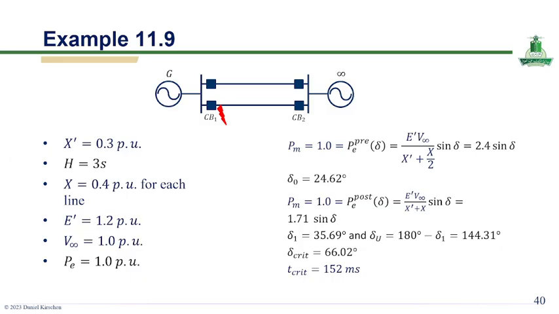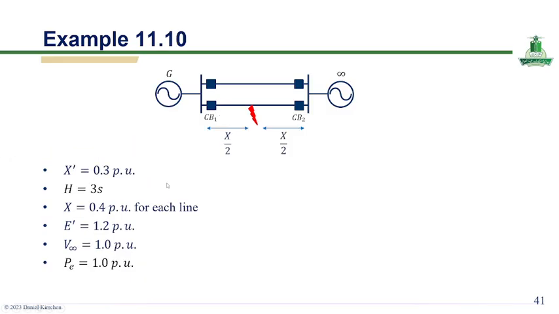Okay, this example investigates the transient stability of a single machine infinite bus system subject to a fault occurring at the midpoint of one transmission line. Here, at this point, the middle of the transmission line.